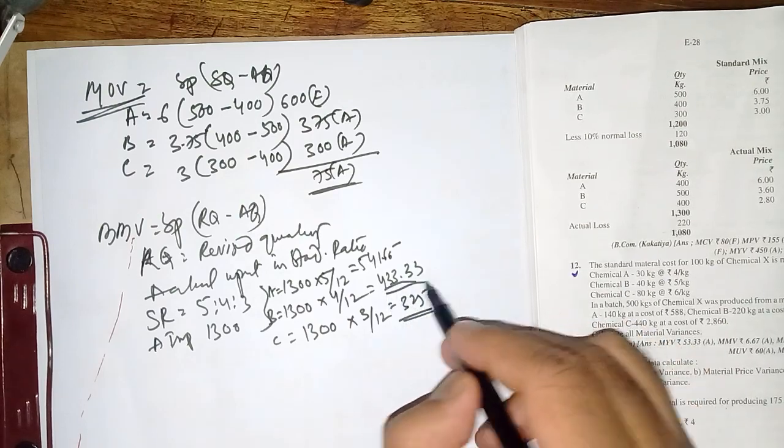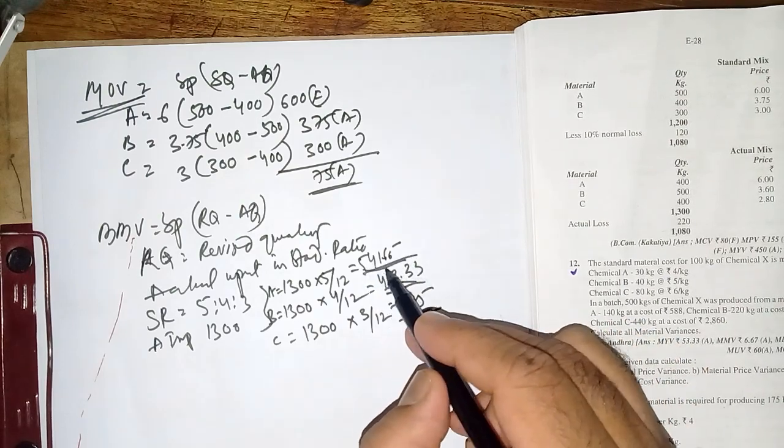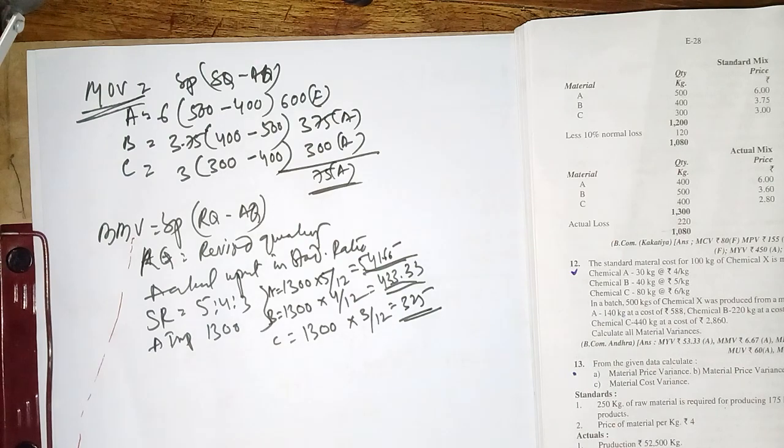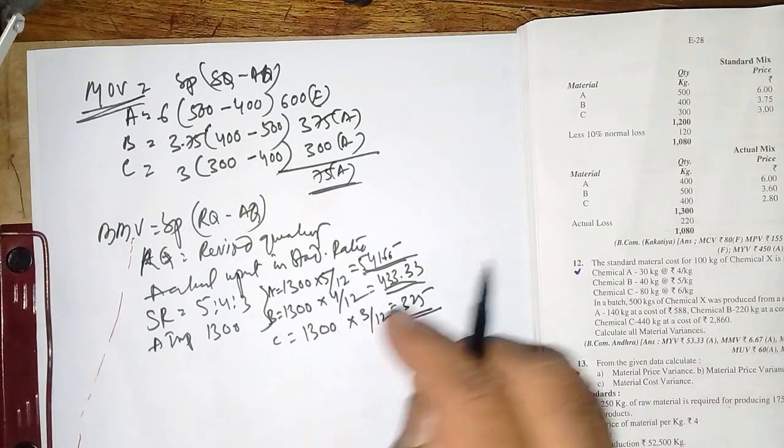So are you understanding these values? 416.66 bar, that is 1300 into 9 by 12. 1300 into 9 divided by 12 is equal to 1300.